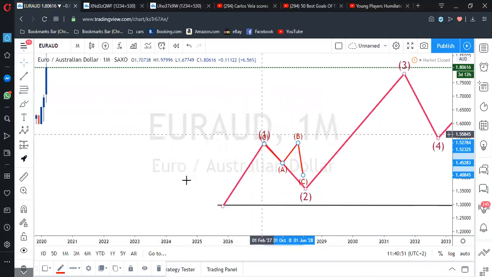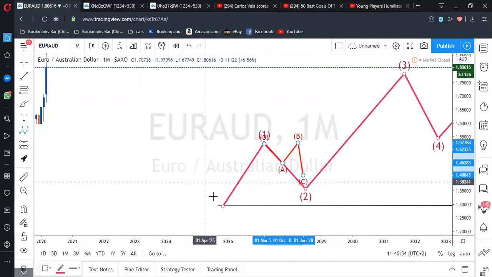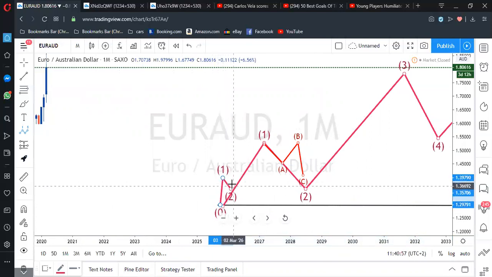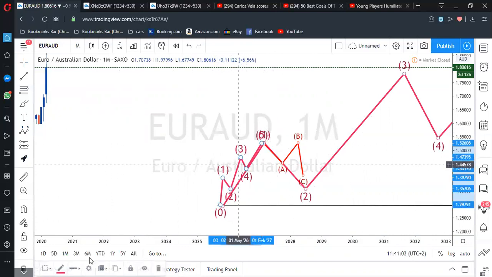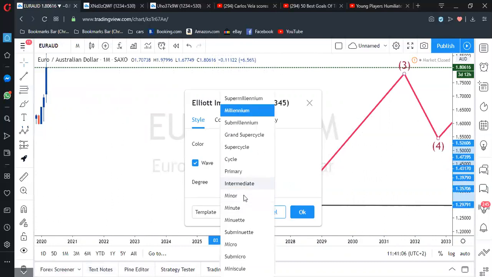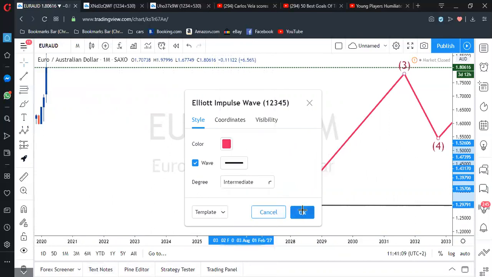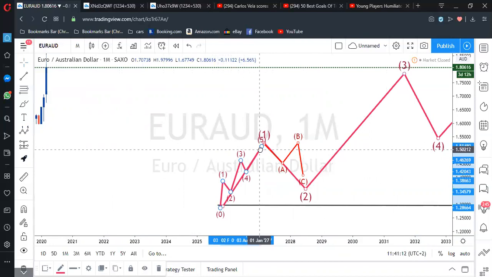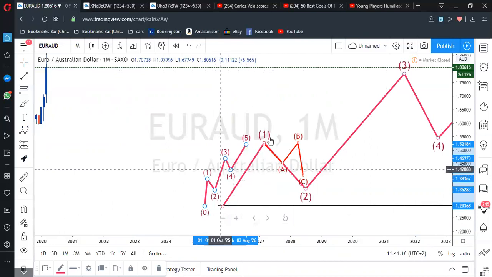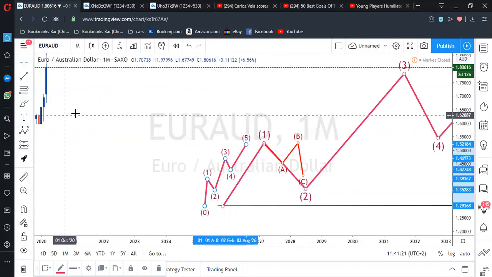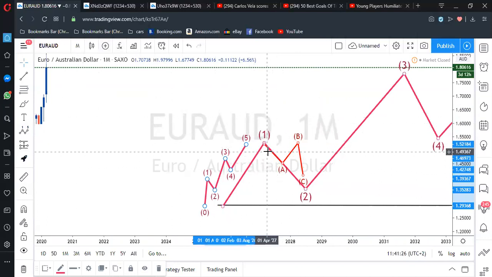And then within this wave 1 here, there's also 1 here, and then a 2 here, and then a 3, and then a 4, and then a 5. Let's reduce the sizes of this one. Let's use intermediate. Yes, it looks something like this. Within this wave 1 again, there are also these 1, 2, 3, 4, 5s inside here to give us one big one. Every time you complete 5 waves, you call it a big one now. In this case, this 0, 1, 2, 3, 4, 5, when it's complete, it gives us this big one here.